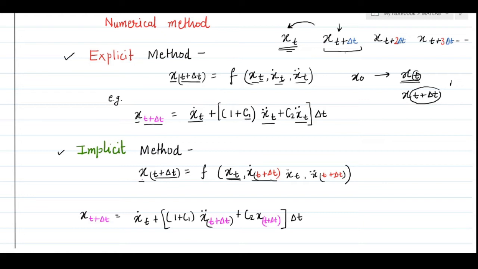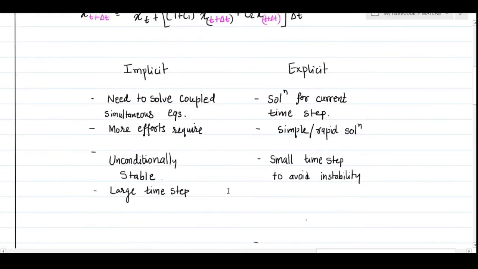When you make the mathematical formulation of your equation, ultimately you will get simultaneous equations, and you have to solve these simultaneous equations using some numerical techniques. We are not going to discuss too much detail of explicit and implicit methods, but for understanding you should know the fundamental difference between the two methods. So here I am listing the main difference between implicit and explicit methods.